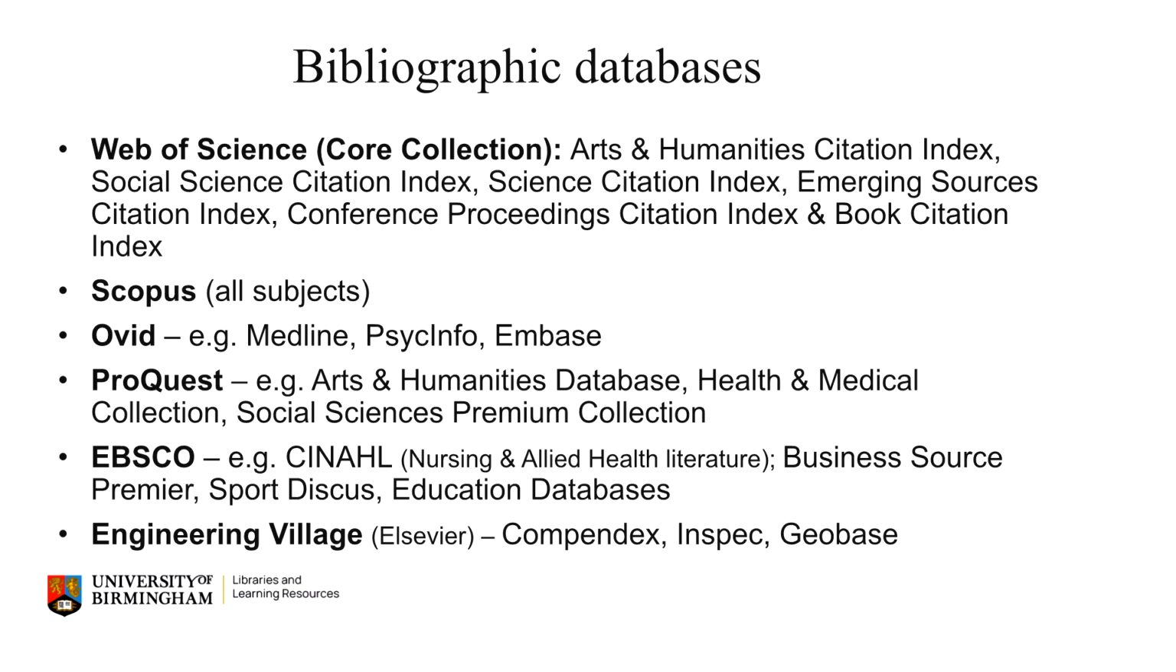The university subscribes to a range of multidisciplinary and subject-based bibliographic databases. Major platforms include Web of Science and Scopus, as well as Ovid, ProQuest, and EBSCO. Bibliographic databases are a useful source for any kind of literature searching, as they index academic research published in a variety of formats.